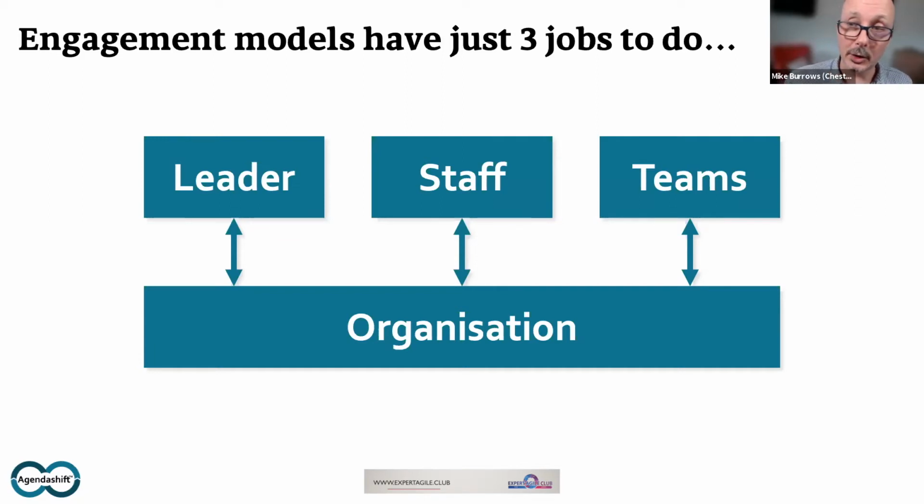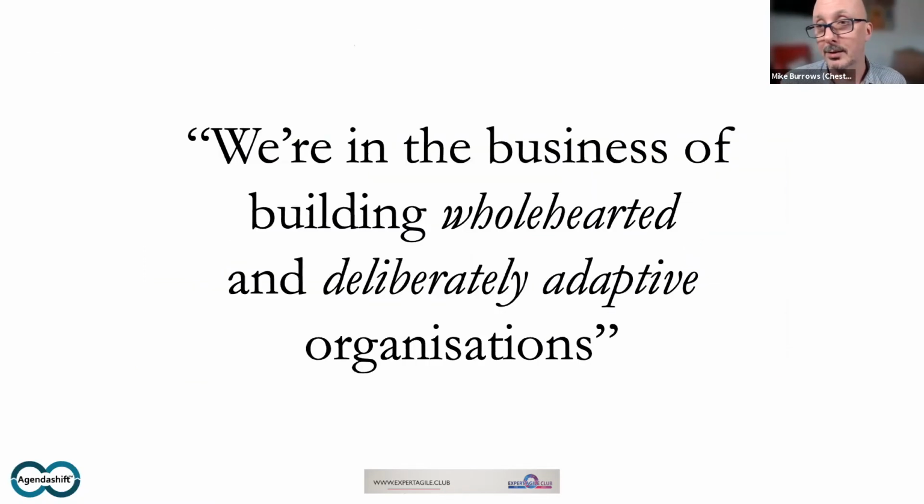So that's the second common denominator to all of this. The first common denominator was engagement. The second common denominator is organization. And in the second edition of the book, we take organization really, really seriously. The last few chapters are devoted very much to organization, leadership, structures, feedback loops, all those kind of things. And it's led to our mission statement. We're in the business of building wholehearted and deliberately adaptive organizations.